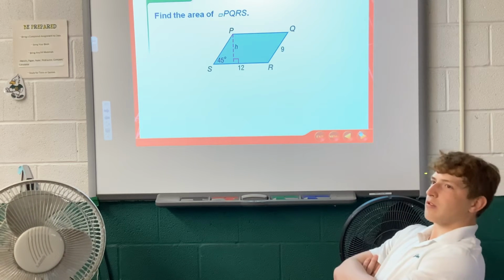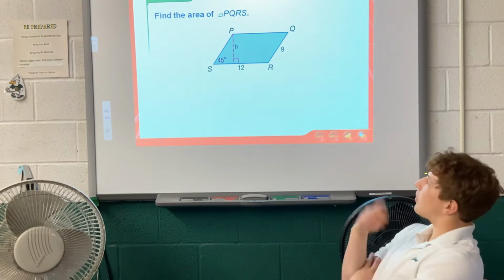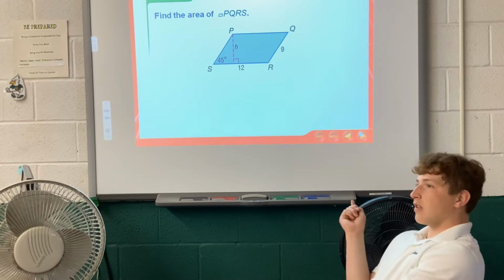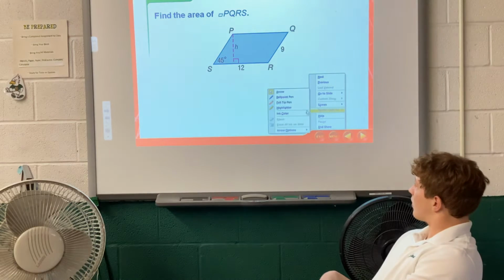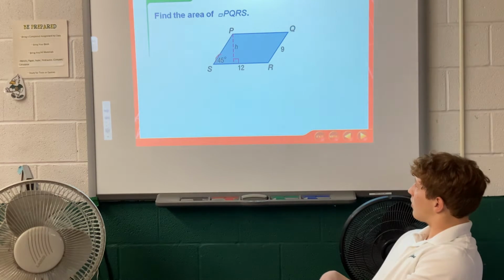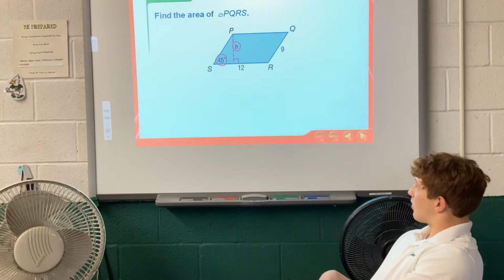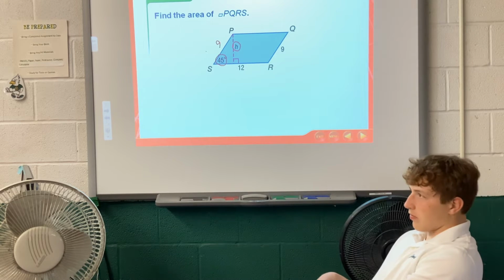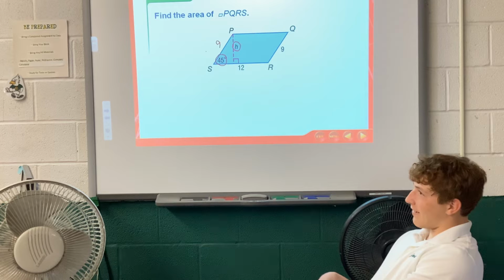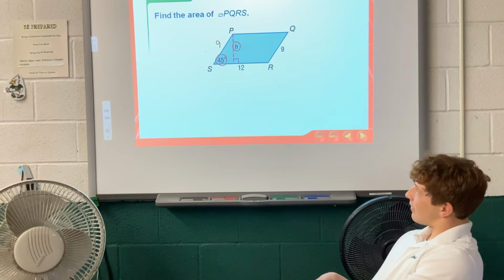How'd you do that with trigonometry? If I'm going to do this with trigonometry, I'm basically asking myself, what relationship does this angle have with this side and this 9 side? Opposite over hypotenuse. So what's opposite over hypotenuse? Sine. So I do sine of 45 is equal to h over 9.